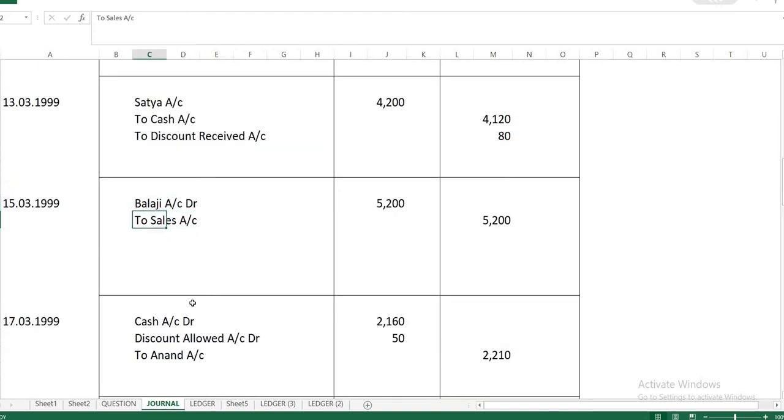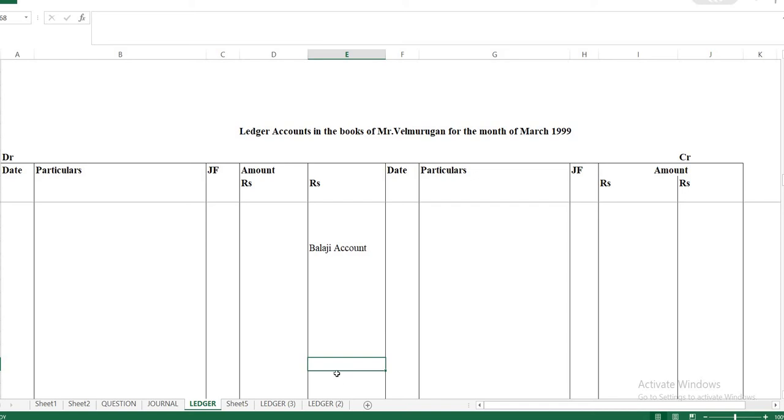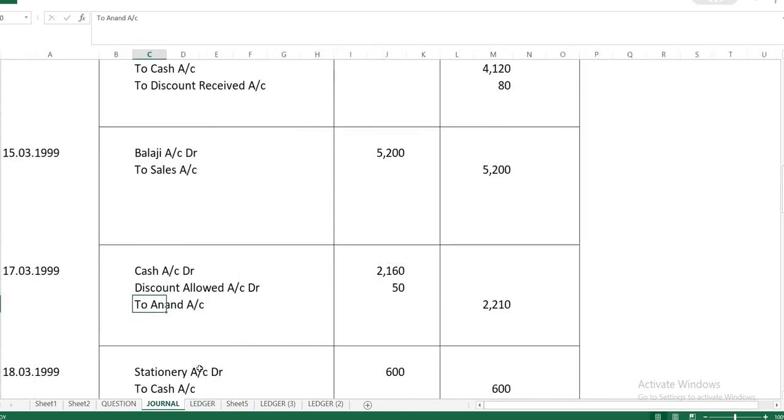So Balaji account got over. Sales account already we finished, and cash account already got over. Discount allowed we have to prepare. Anand account has already been prepared by us. So only discount allowed we have to prepare. So leave some space for Balaji. Discount allowed account. Okay, again leave some space, a few spaces enough for that. Discount allowed, not much space is required, because not many transactions would have occurred.